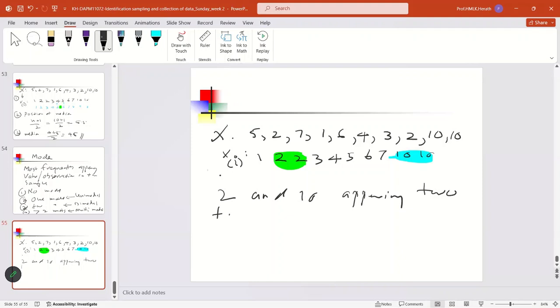Two times. Mode 1 equal to mode 2, there are 2 modes, right? So this is the way how we estimate the mode. So this completes talking about how to estimate the central tendency.